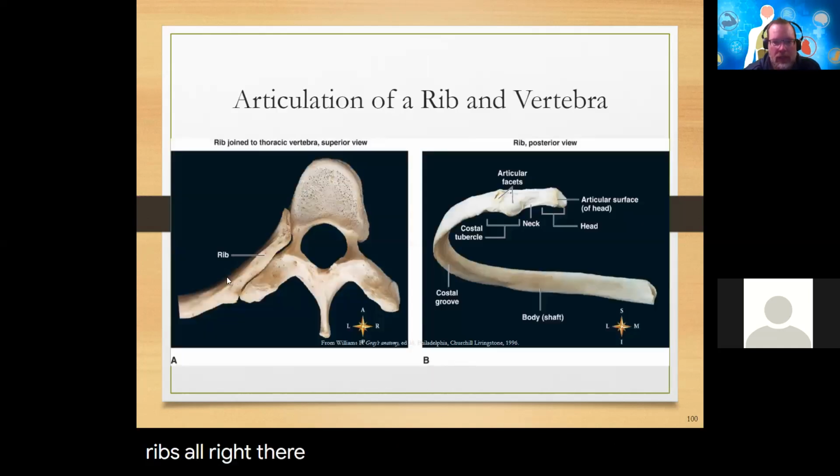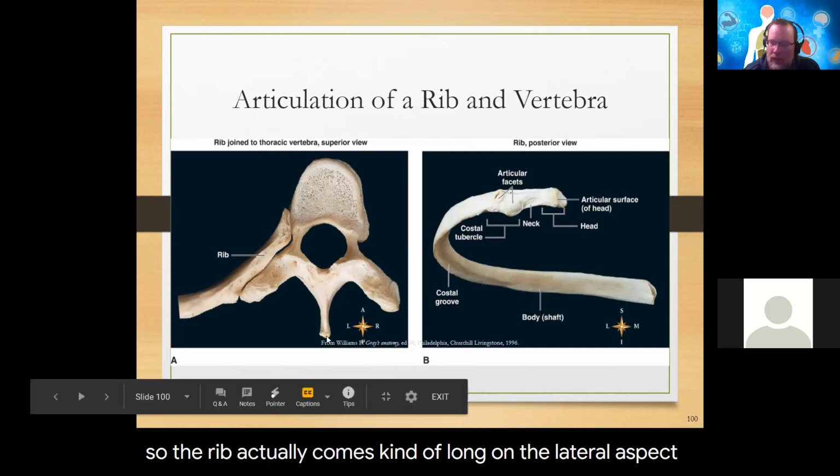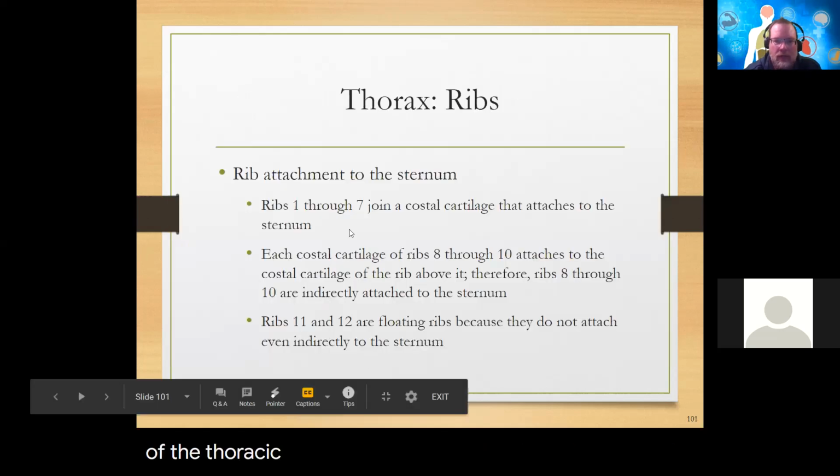All right, and there you can see how that rib just kind of skivvies right in there along the thoracic. And again, we have these facets back here. Those facets that we saw are the facets for each vertebra stacked on top of another. So the rib actually comes kind of along on the lateral aspect of the thoracic vertebra.